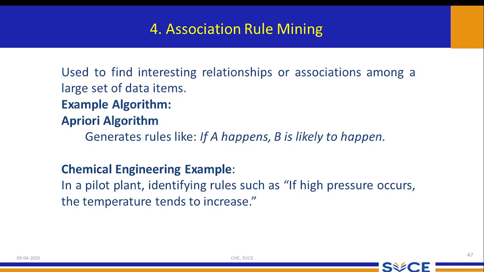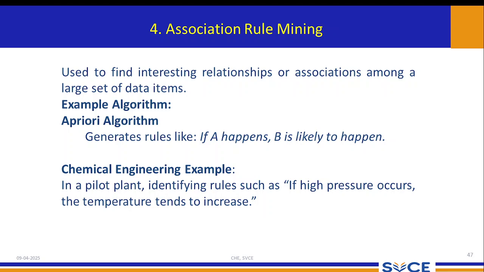So, association rule mining. The fourth one is association rule mining. As I told you in the lecture, if one happens, the second one is likely to happen. If both happen, what would be the effect? So in a pilot plant, identify rules such as: if the pressure increases, the temperature also tends to increase in most processes.